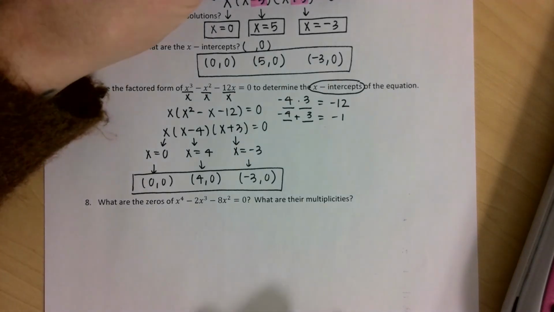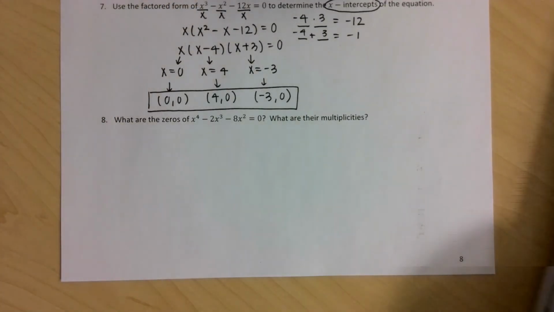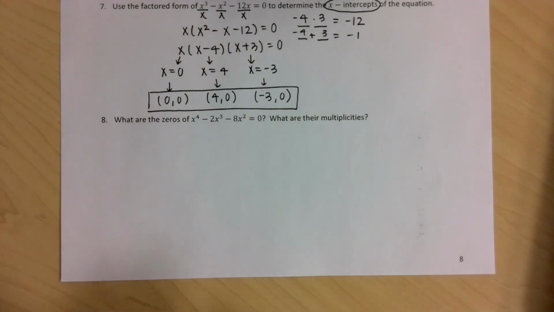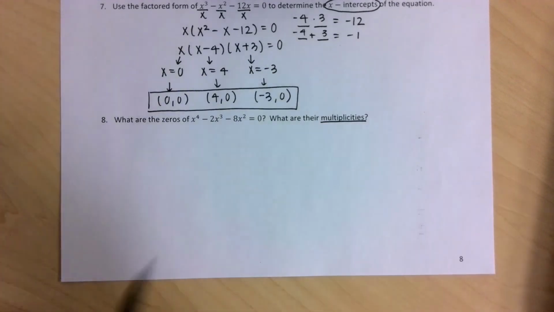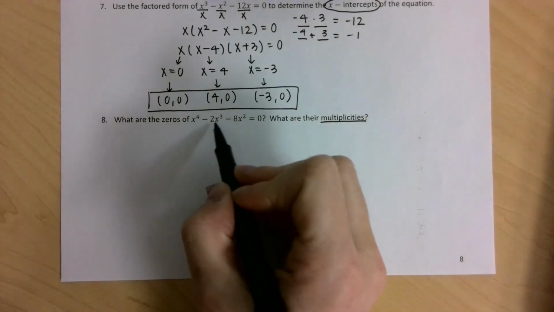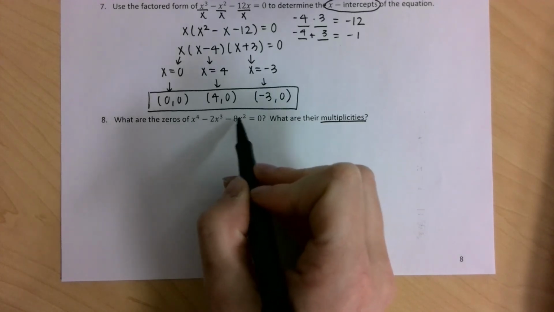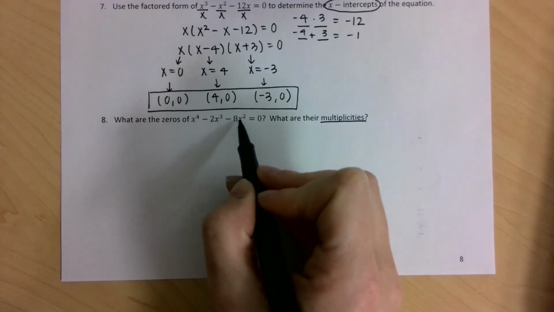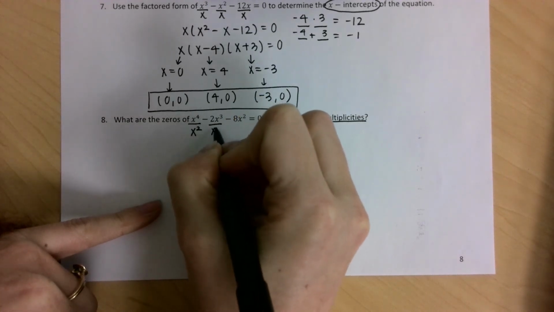Let's go ahead and do one more problem here, number 8. This says, what are the zeros of x to the 4th minus 2x cubed minus 8x squared equals 0? And we also want to list their multiplicities. I'm going to start with looking for a GCF. Now I'm noticing they all have an x in common, and I actually think they each have at least 2 x's. This guy has 4, 3, and 2. So instead of just taking out an x, I'm going to take out x squared.